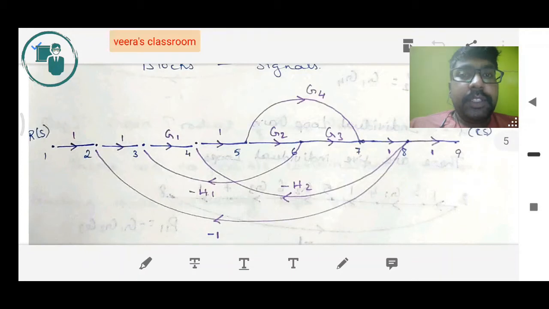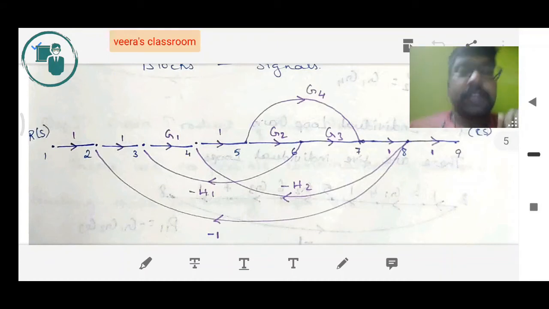The blocks between node 3 and 4, 5 and 6, 6 and 7 are marked as G1, G2, G3, and we have another parallel term, that is G4, that travels from node 5 to 7, and we have 3 feedback elements that travel from 6 to 3, minus H1, 8 to 4, that is minus H2, and 8 to 2, that is minus 1. Okay, so I have redrawn the diagram from that block diagram to this signal flow graph.